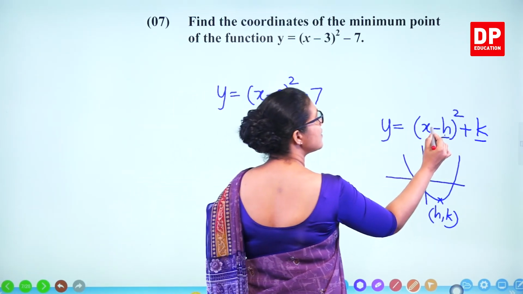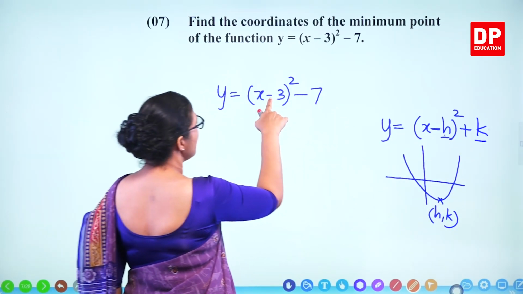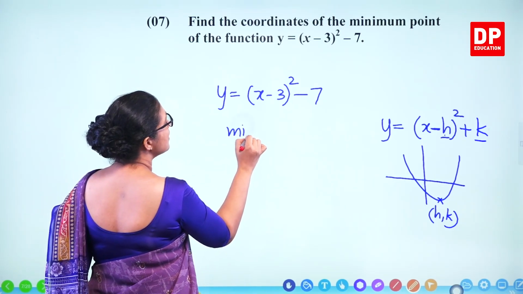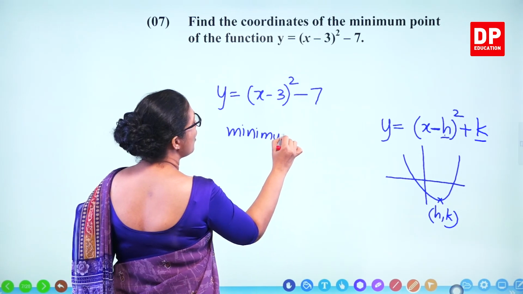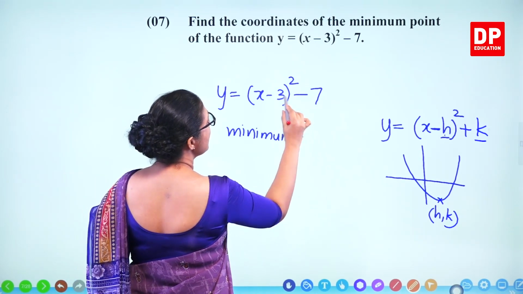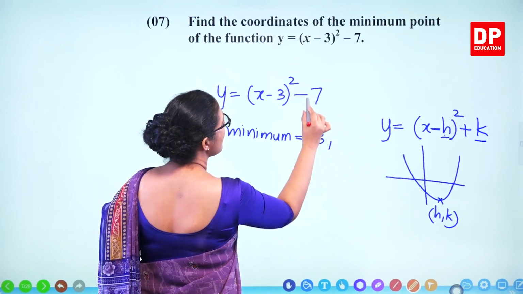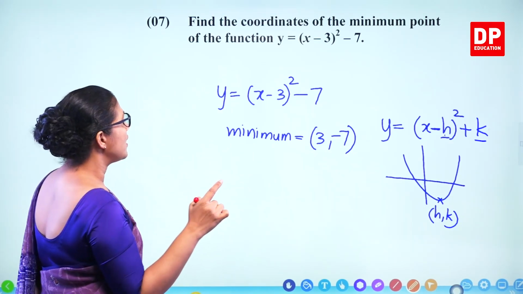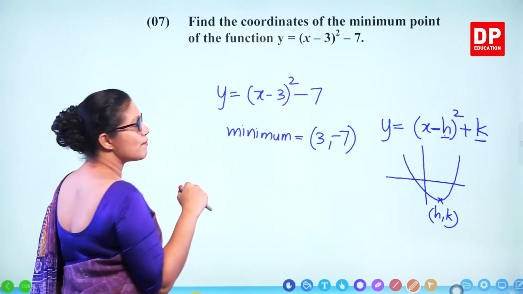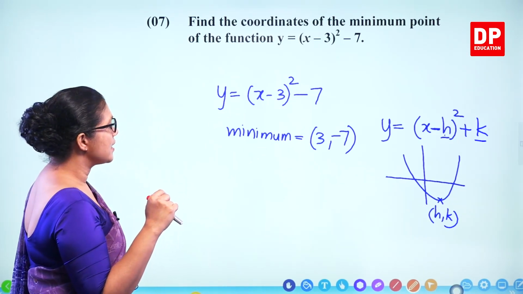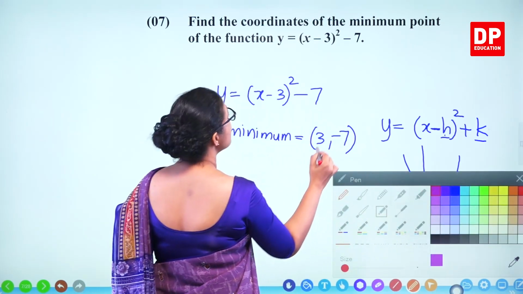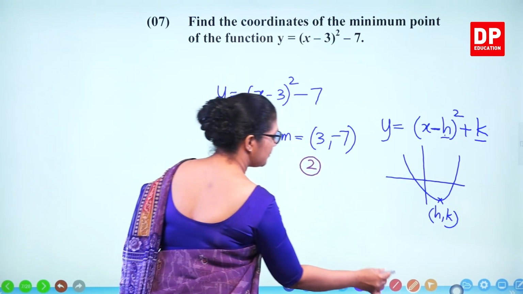This should be minus to get h. Now, here minus is there. So, what's the minimum point? Minimum point is 3 comma minus 7. So, they are asking find the coordinates of the minimum point. So, that's how you identify the minimum point. So, 2 marks to identify that 3 and minus 7.